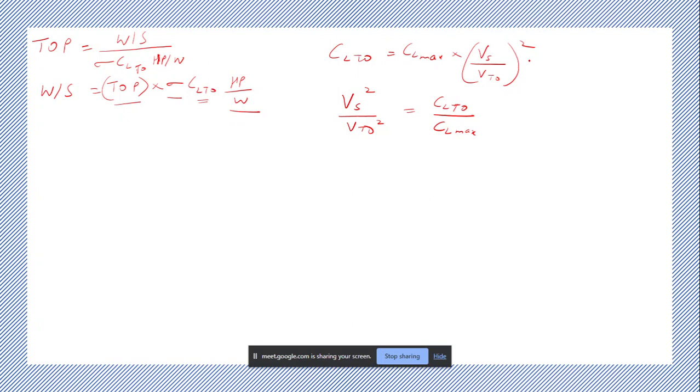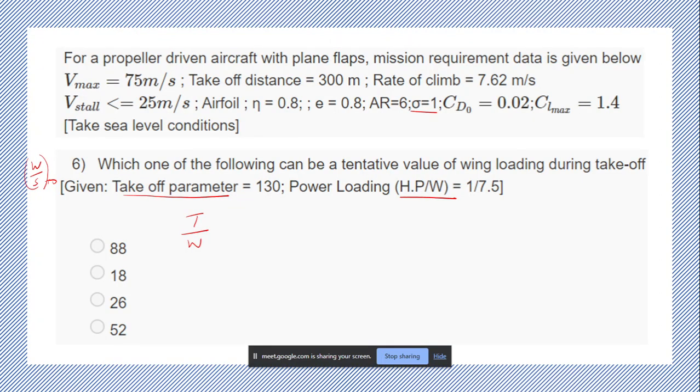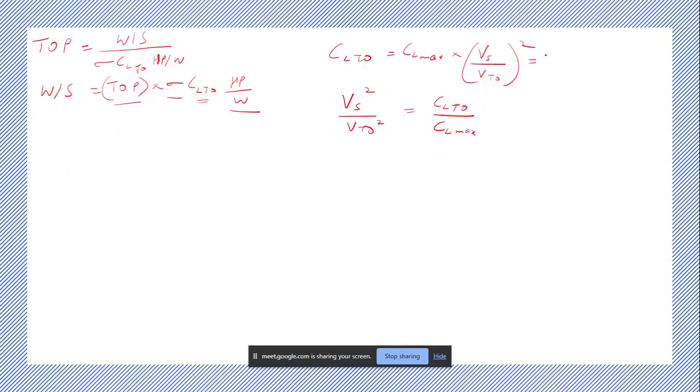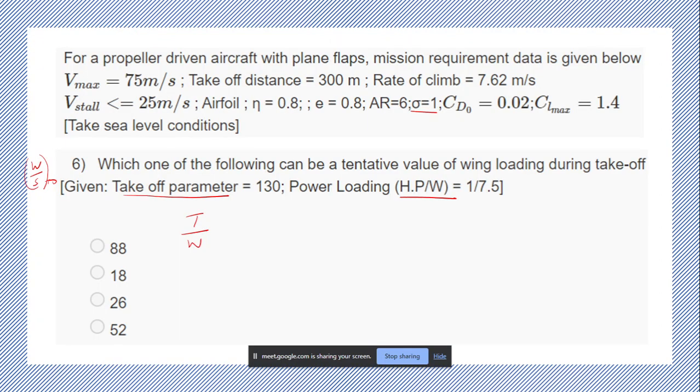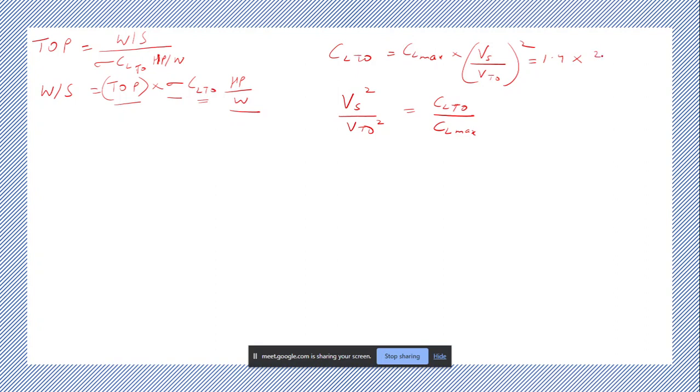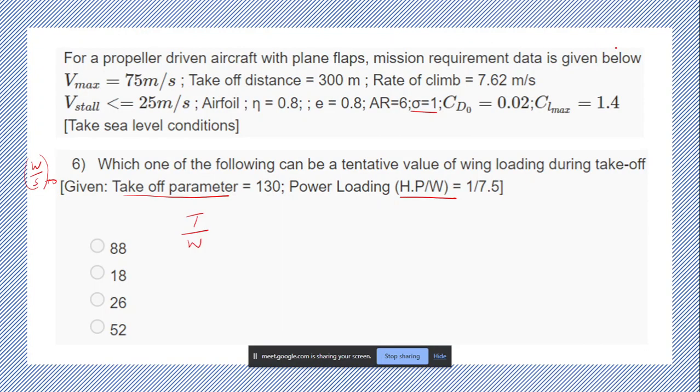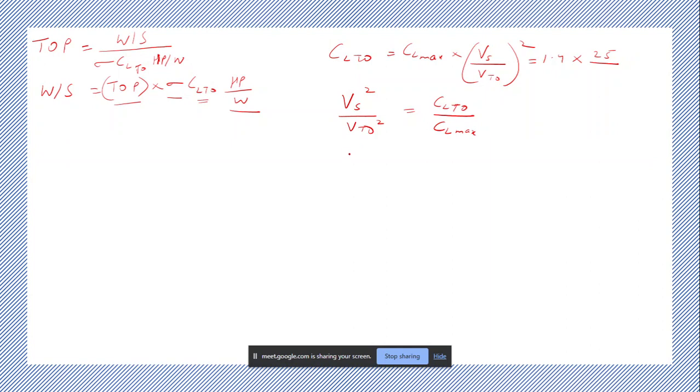Okay, so let's find out that CL max is 1.4. Stalling velocity was 25. And what is the takeoff velocity? 1.1 V stall, exactly. So we just write 1.1 into 25 square. So what is this value?